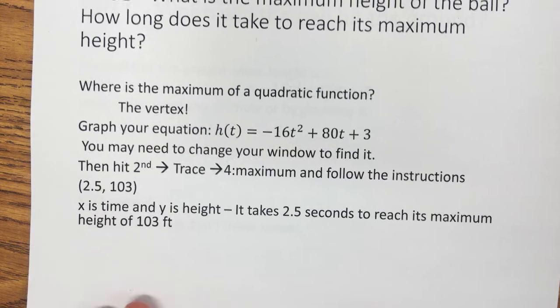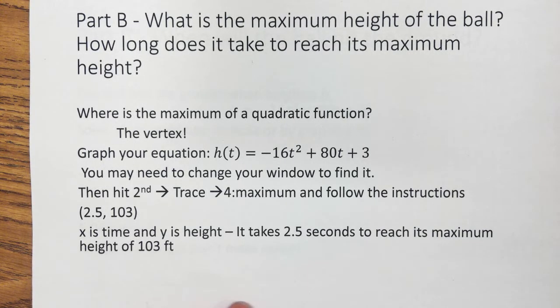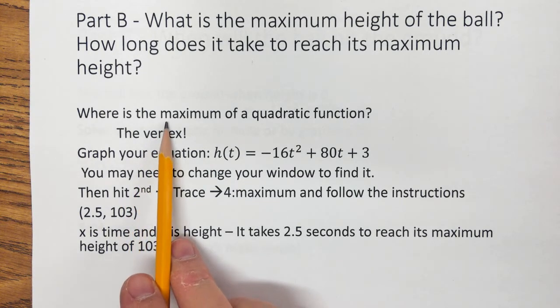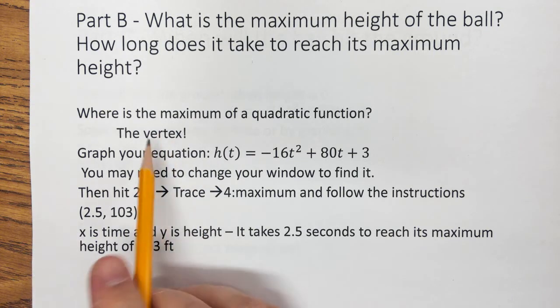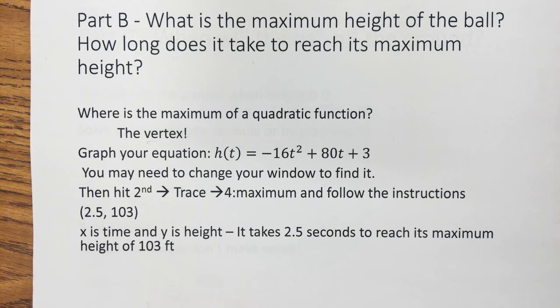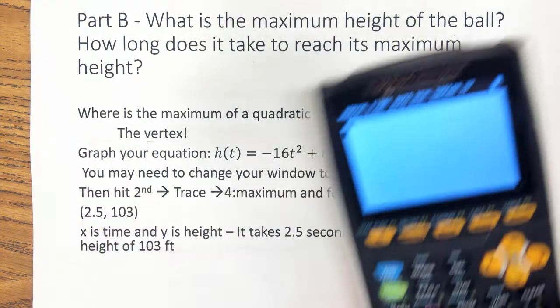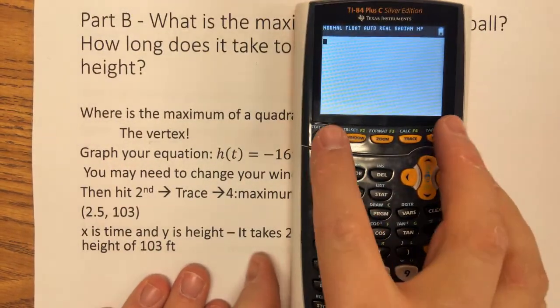Okay. Part B asks, what is the maximum height of the ball, and how long does it take to reach its maximum height? Well, remember from one of our previous videos, we talked about the maximum and minimum of a quadratic function. And where does that happen at? Do you remember? That's right, it's the vertex. So what we're doing here is we're looking for the vertex. So I am going to go into my calculator and graph it.